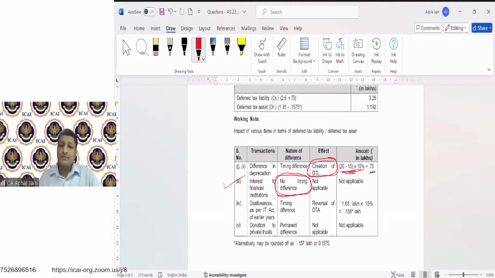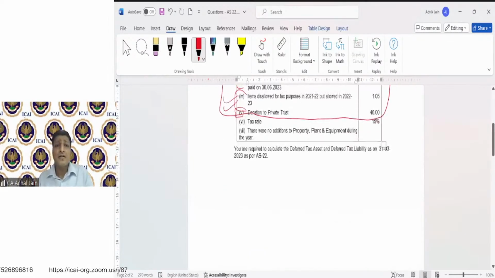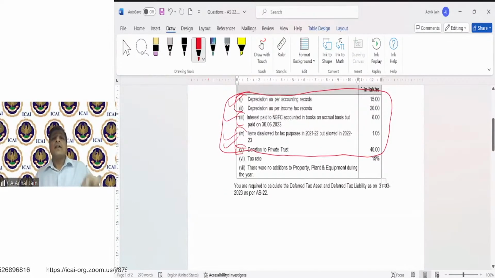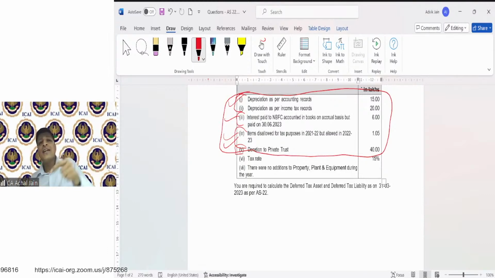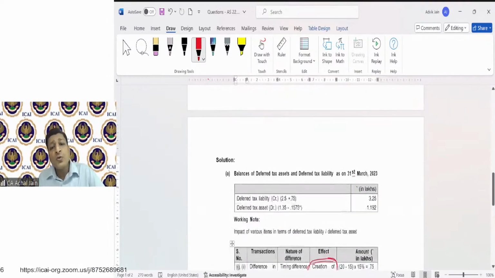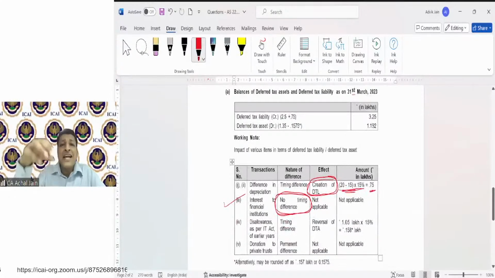Okay. Third item. Now, in the third item, what did we have? An expense was disallowed in the previous year. But now in the current year, that expense has got allowed. So if in the current year this expense has got allowed, what will be the consequence? My tax outflow will go down.